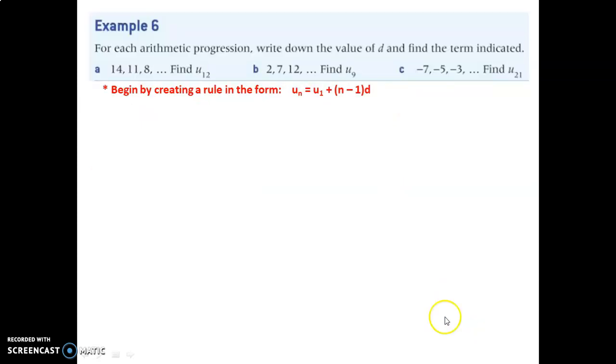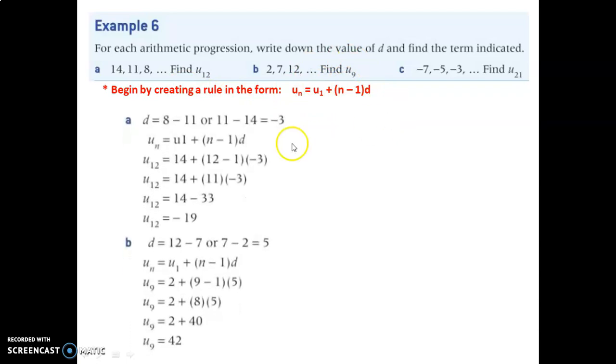Okay, here's your next problem. Try A in this one. Find u12 and begin with this formula always. Okay, here's the answers for A and B. You can see all the steps here, or I hope it was pretty easy to come up with that. So u sub 12, u sub 9 for this one. Now try C.